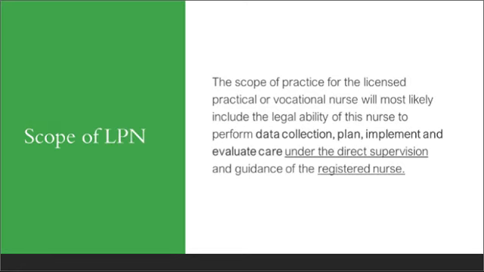The scope of the LPN. The LPN, practical or vocational, includes a legal ability of this nurse to perform data collection, plan, implement, and evaluate care under direct supervision and guidance of a registered nurse. The registered nurse has to do the assessment. You start planning things out. You delegate to the LPN what they can do. They do, according to your assessment, what you've planned. They make an implementation, they evaluate, but the RN is still responsible to come behind them and evaluate also.